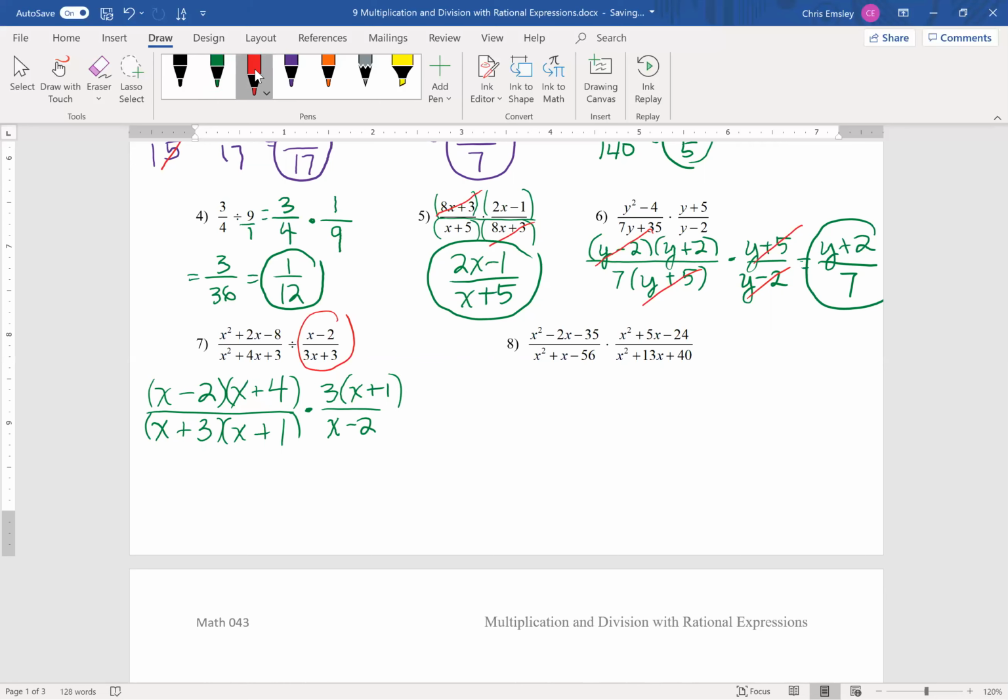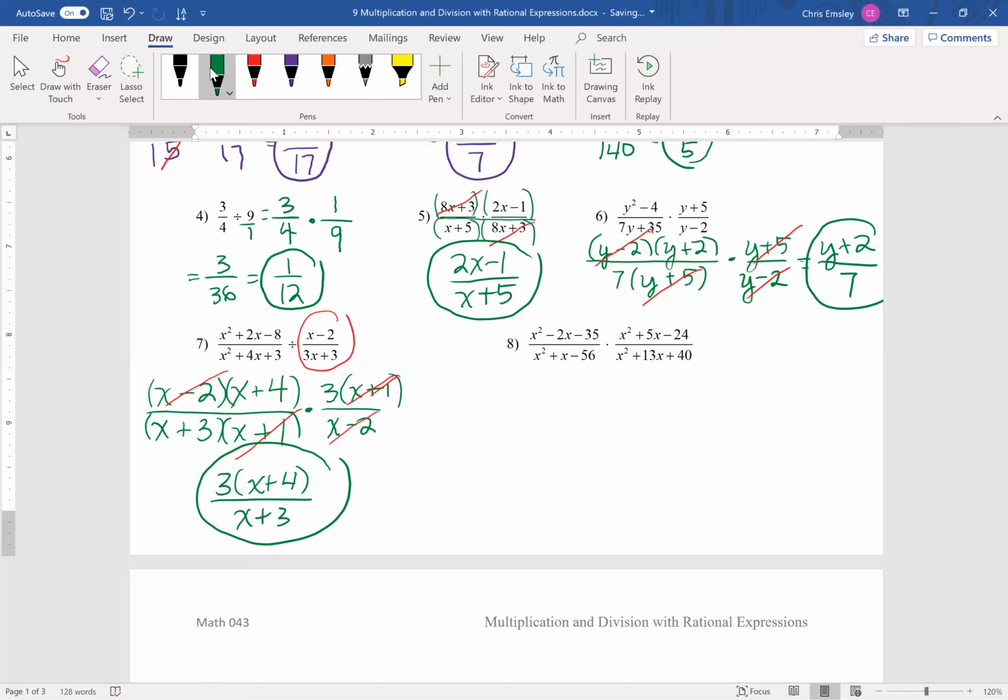And that's when the fun part comes, once you have everything factored and you have a multiplication problem. Cancel any common factors you see. I think that looks good. What do you think? So that means we are left with 3 times x plus 4 on the top and x plus 3 on the bottom. There is our simplified answer.